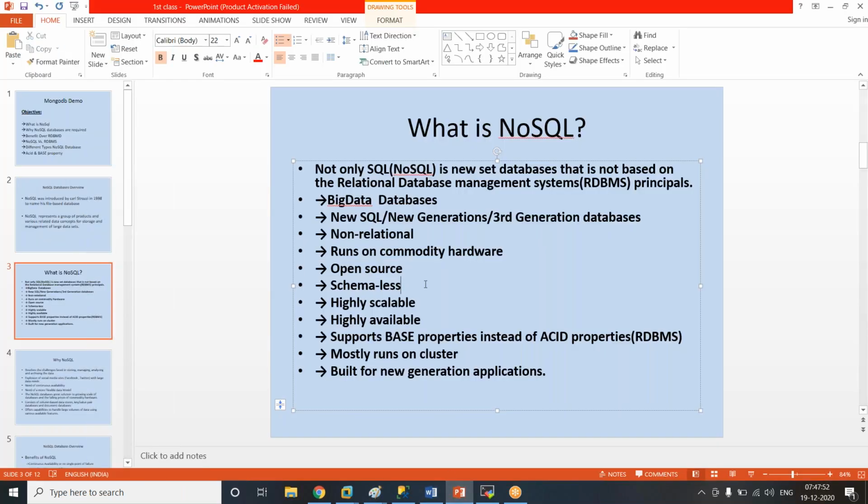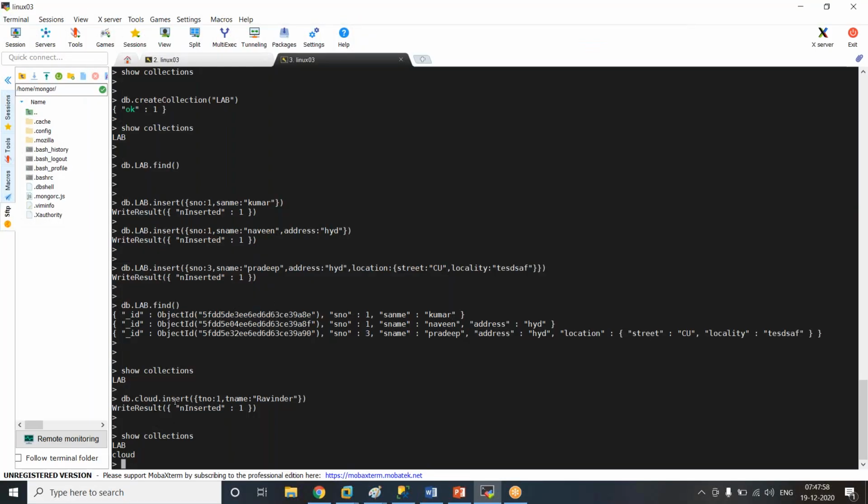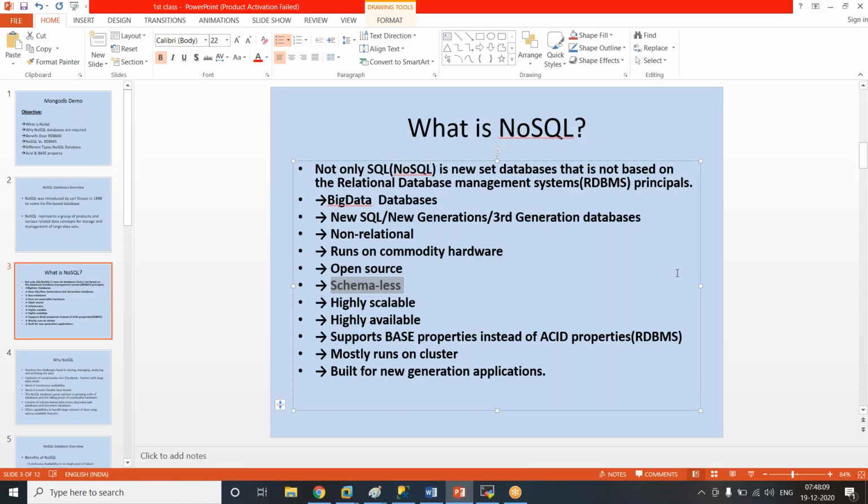So open source means that. Schemaless means, guys, there is no schema. I was showing the data, loading some data without a collection, without a table. It is created automatically and the data is loaded into it. So there is no schema, nothing. You don't define anything. It will take the data on the fly. Dynamic schema or schemaless, the two words are the same. We'll call it a dynamic schema or schemaless.